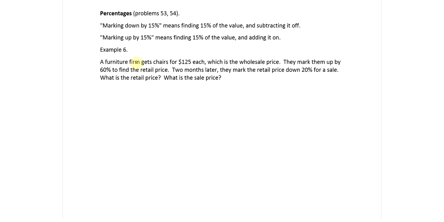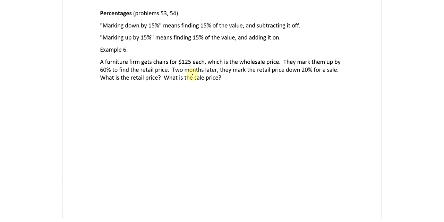So as an example, a furniture firm buys chairs for $125. That's the wholesale price. They buy it from whoever the manufacturer is. They mark them up by 60% to find the retail price. So they buy them for 125, they sell them for 60% over that, and then 2 months later, if they're not moving or if they just want to get some traffic in the store, they mark the retail price down by 20% for a sale. So what is the retail price and what's the sale price?